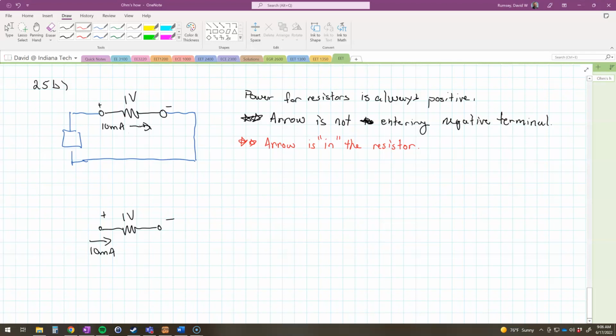All right, so let's go ahead and draw the loop. I'm going to draw the loop very large here. The arrow keeps going in the direction of the loop. So let me draw some of these current paths here.